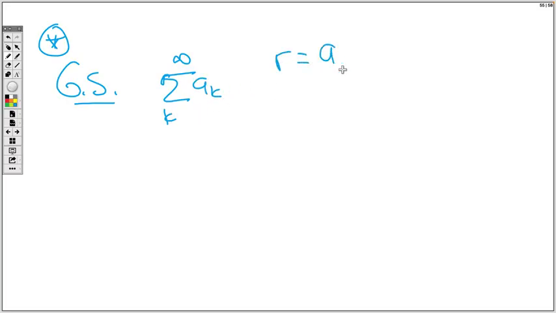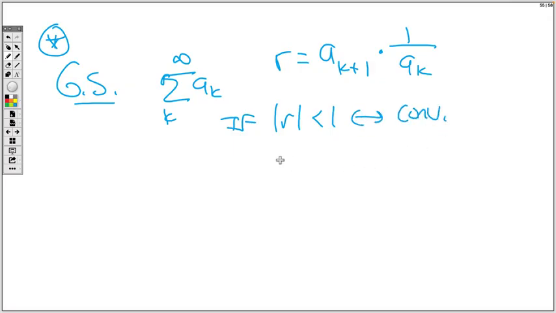We can spot them by looking at the ratio of a sub k plus 1 over a sub k. Oftentimes it's easier to write them as reciprocals. If the absolute value of r is less than 1, the series converges. Otherwise, the series will diverge. So once again, geometric series, typically easy to spot because the k's are up in the exponents. If all you have are k's in the exponents, you want to run it through, make sure it's geometric. You can apply the test.